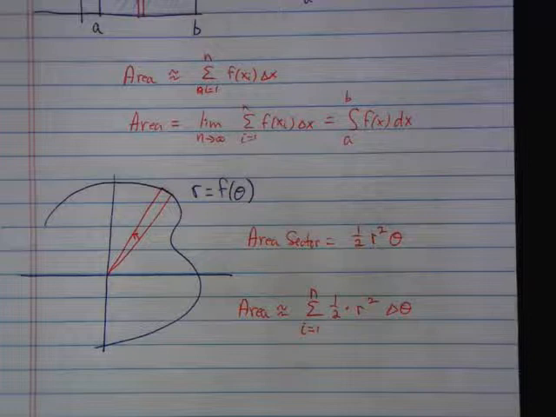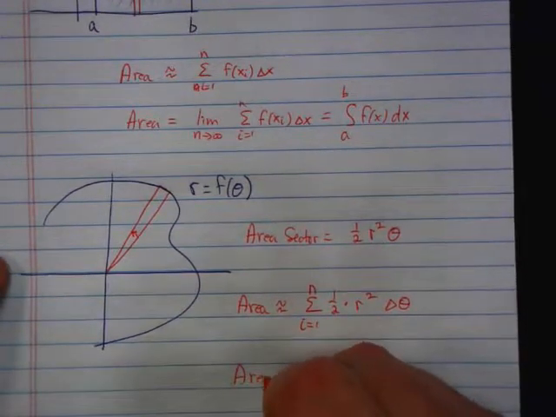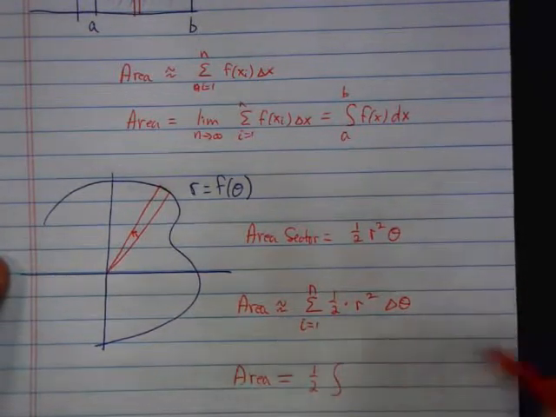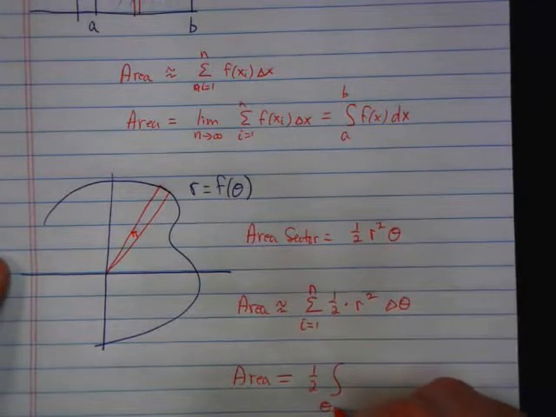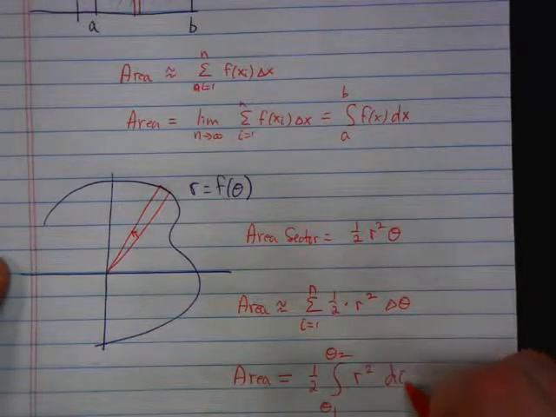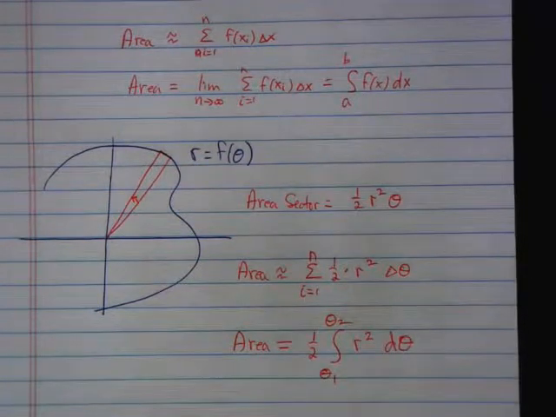So how are we going to find the exact area? We'll take the limit as n goes to infinity, and the limit as n goes to infinity of this formula is exactly the same as an integral. So our formula for area in polar form is going to be 1/2 the integral from theta 1 to theta 2, these will be angles here, of r squared d theta. Questions on that?